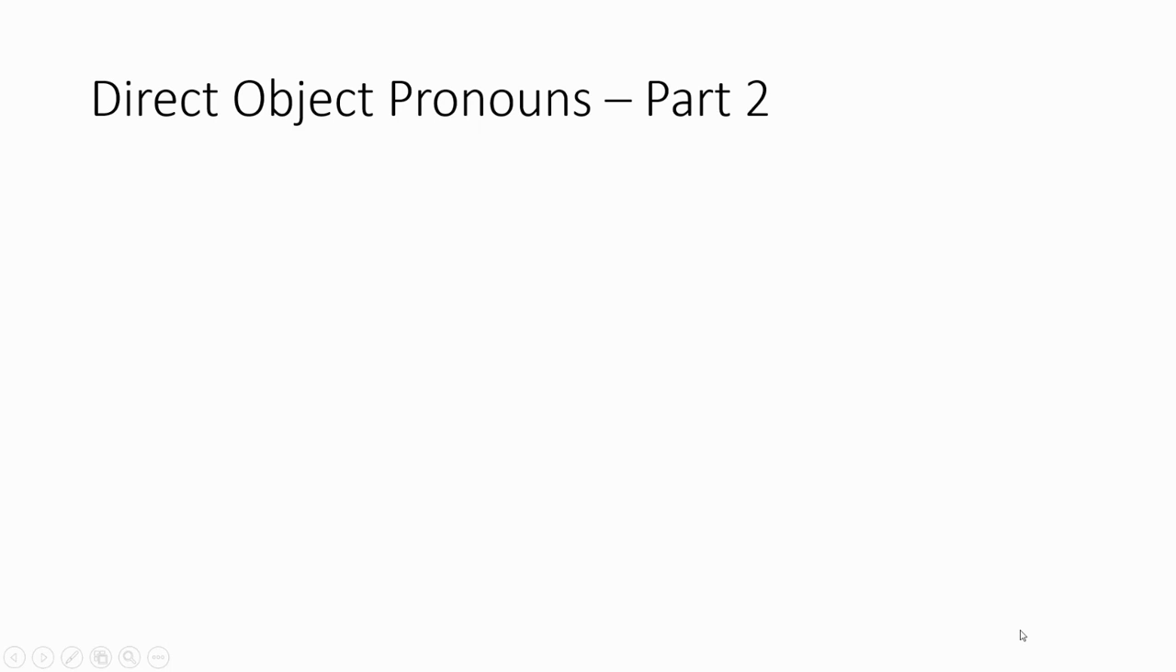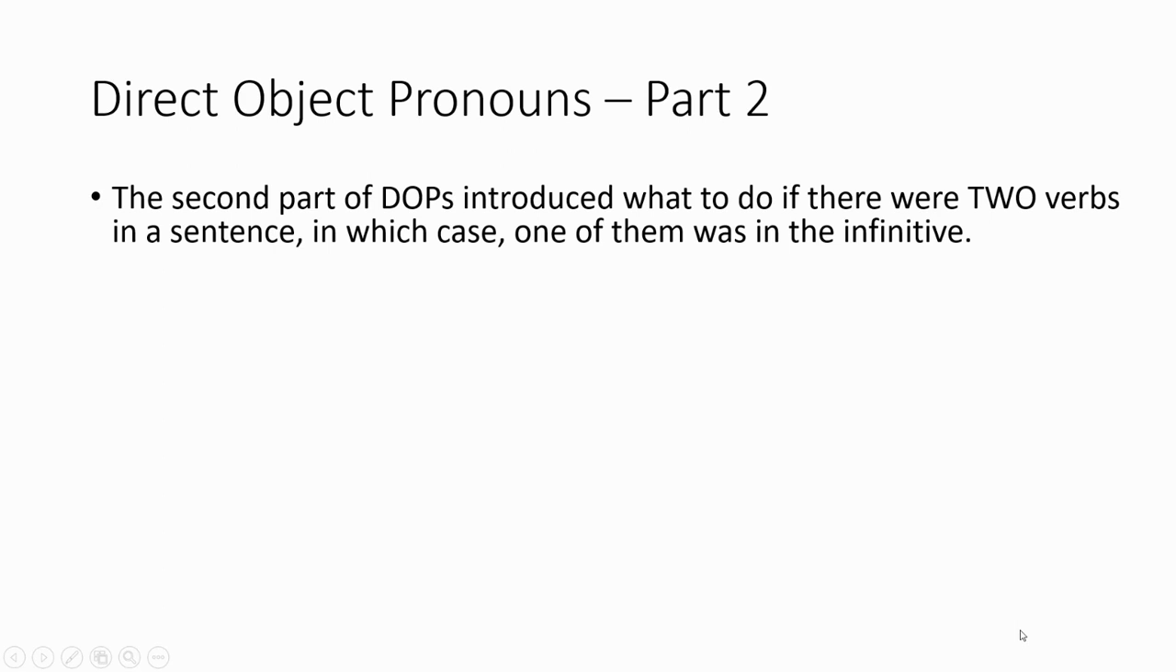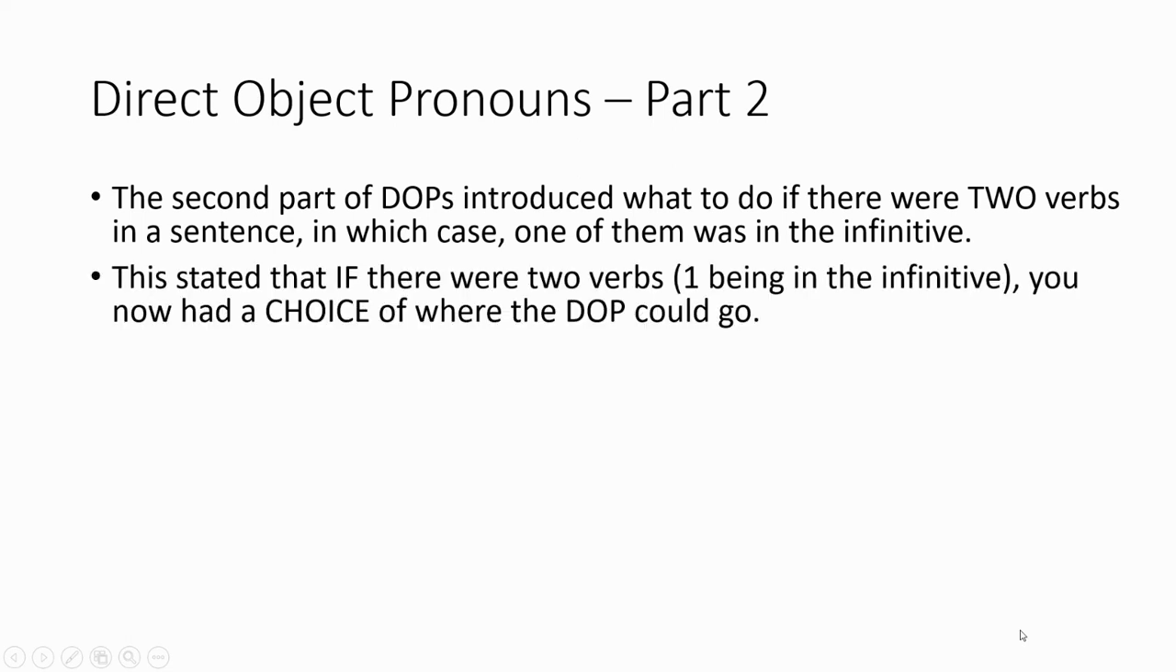Direct object pronouns, part 2. The second part of direct object pronouns introduced what to do if there were two verbs in a sentence, in which case one of them was in the infinitive. This stated that if there were two verbs, one being in the infinitive, you now had a choice of where the direct object pronoun could go.